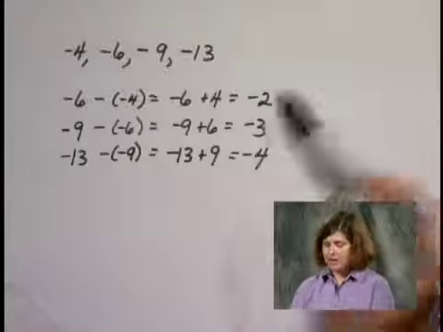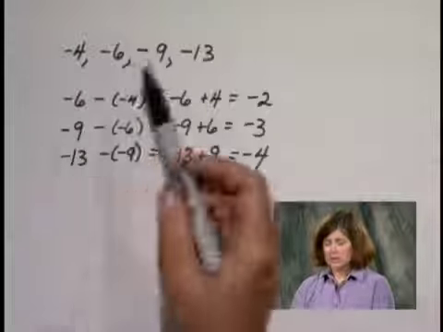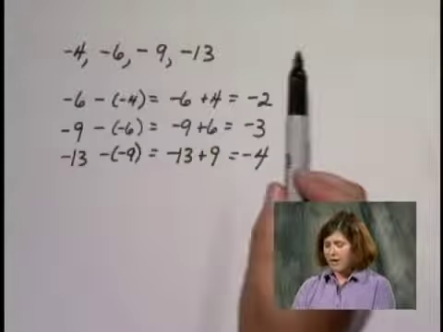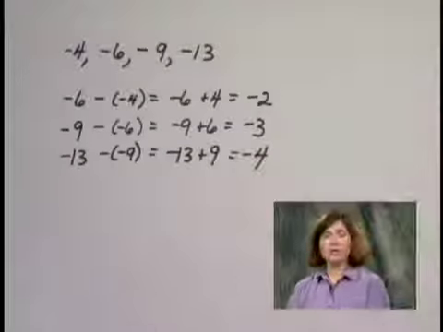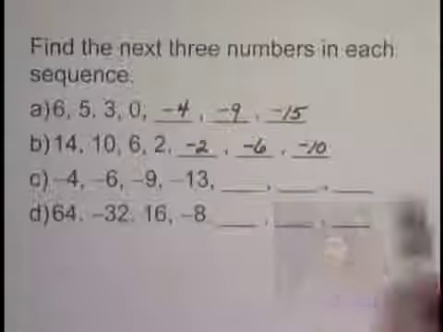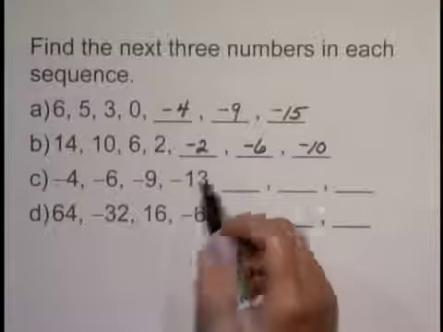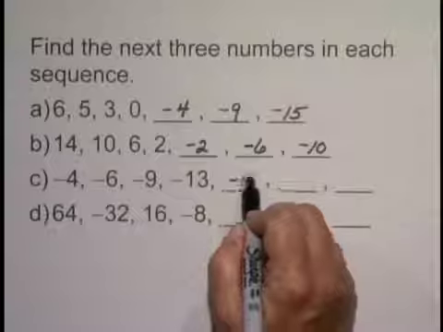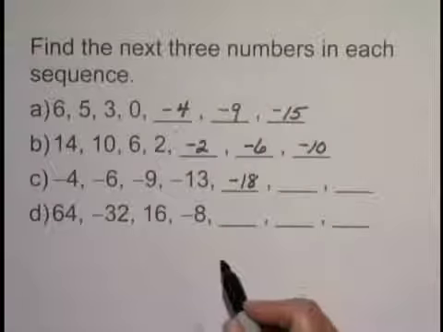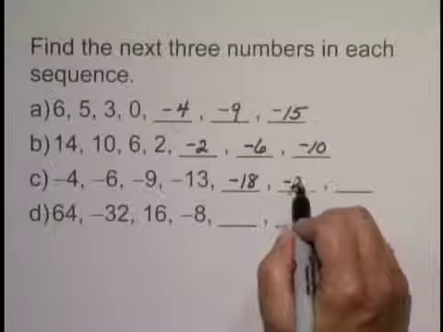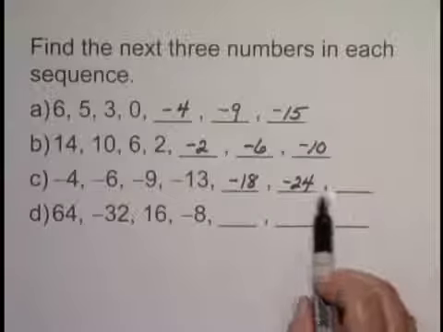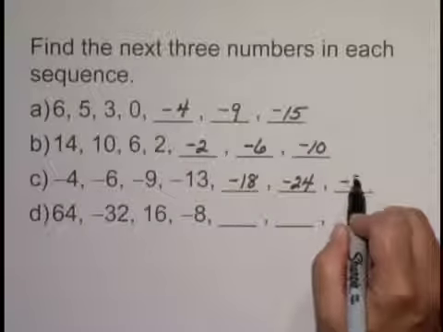So it looks like this is decreasing similar to the first sequence, and if we would subtract 5 and then 6 and then 7, we would be able to finish this sequence. Negative 13 minus 5 is negative 18. Negative 18 minus 6 is negative 24. And negative 24 minus 7 is negative 31.